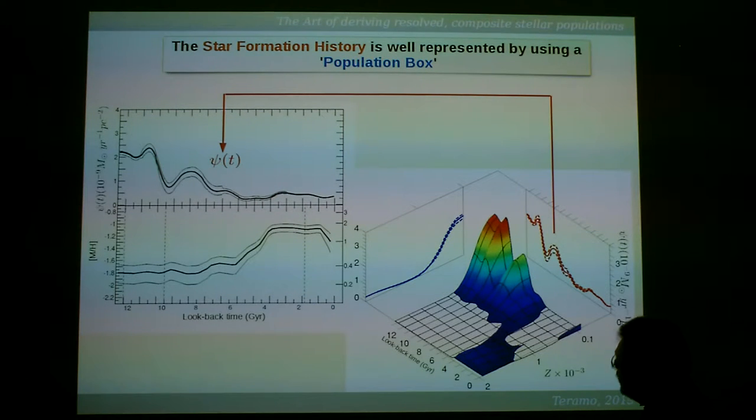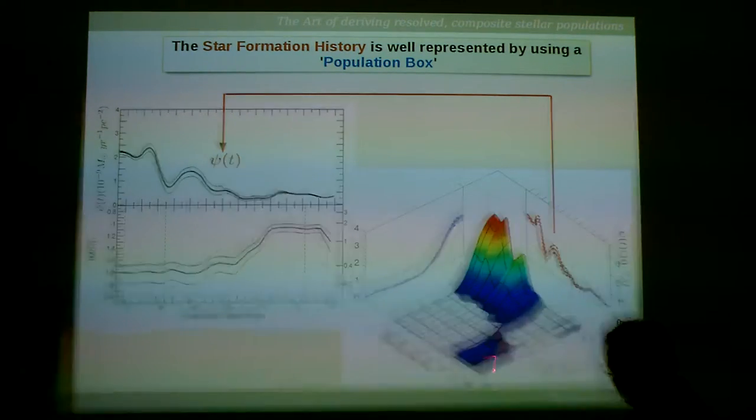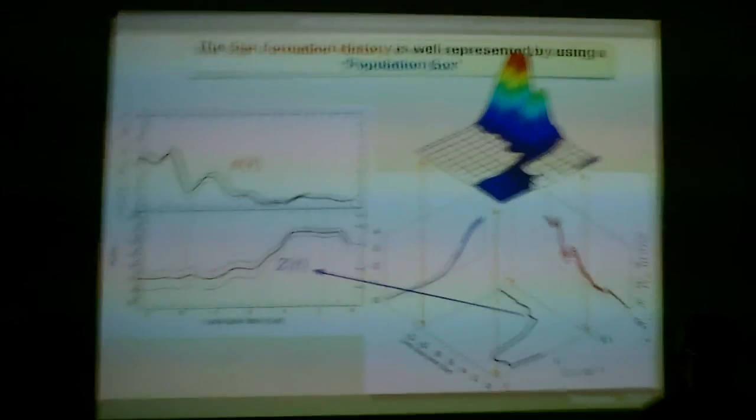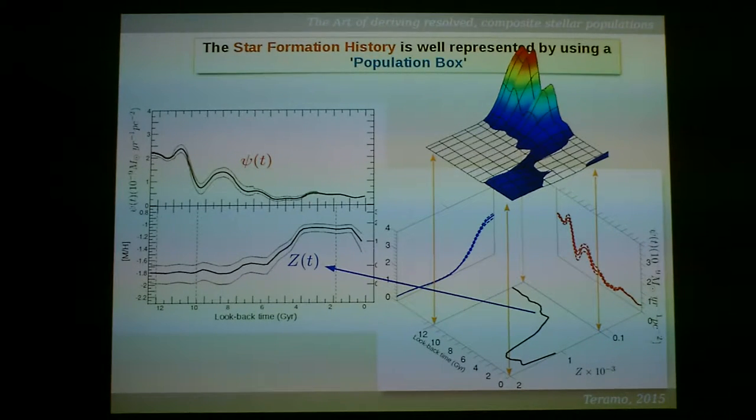But even more, the projection of the star formation history over the age-metallicity plane gives the age-metallicity relation. That is, the metallicity as a function of time for the stars formed in the galaxy.